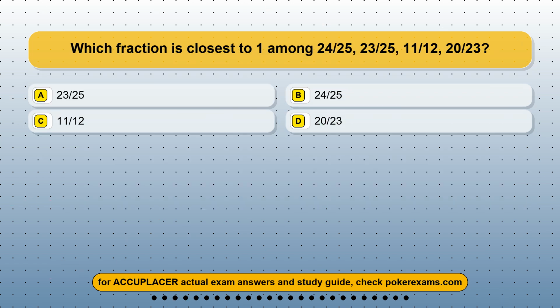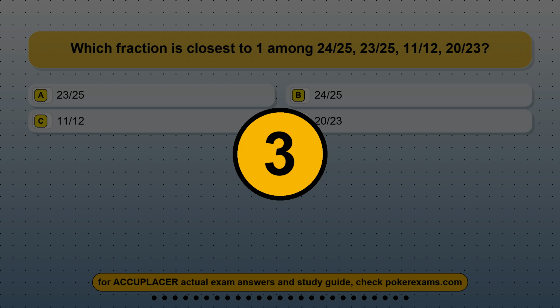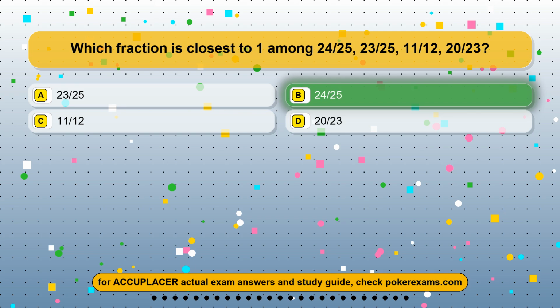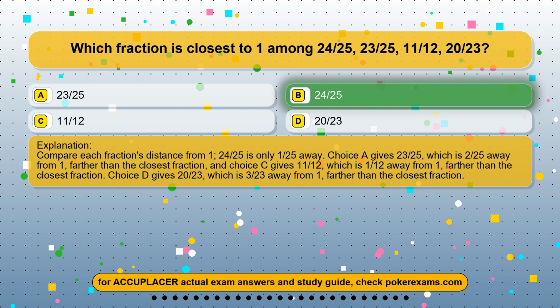Question 24. Which fraction is closest to 1 among 24/25, 23/25, 11/12, 20/23? Option A, 23/25. Option B, 24/25. Option C, 11/12. Option D, 20/23. The correct answer is option B, 24/25. Compare each fraction's distance from 1. 24/25 is only 1/25 away.